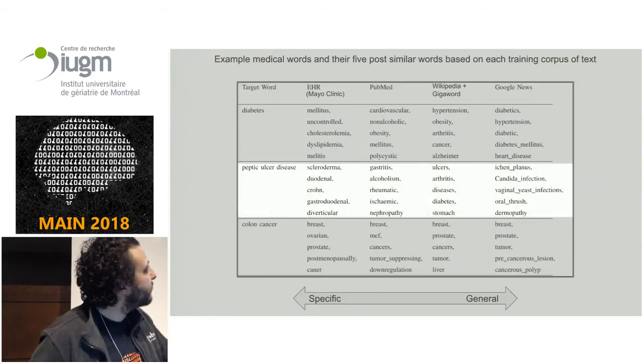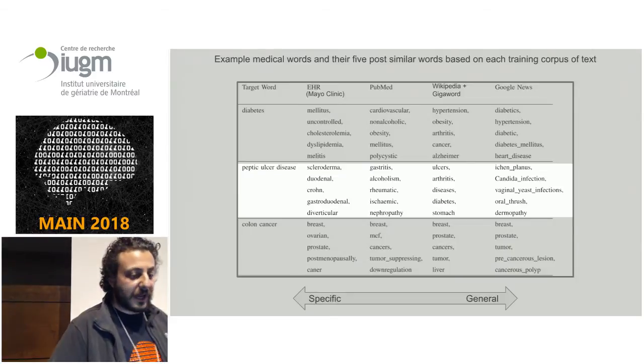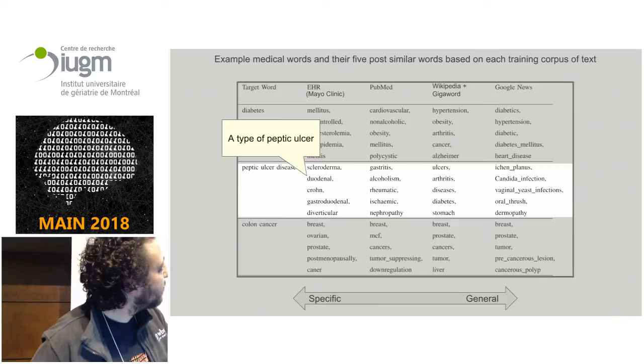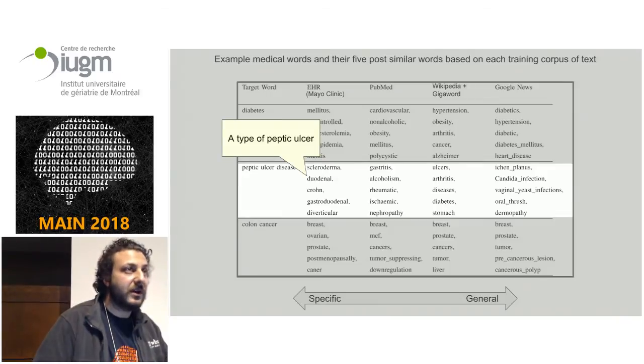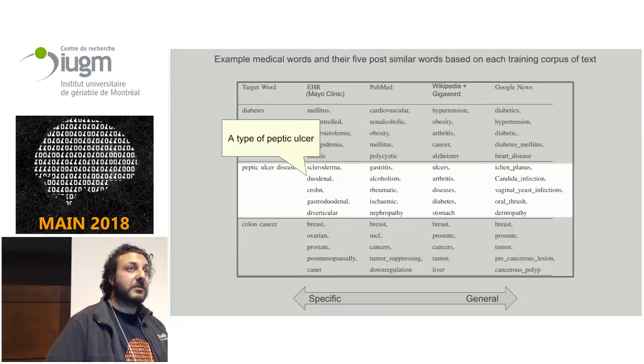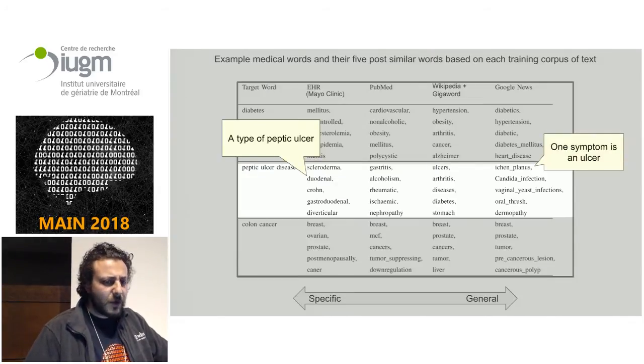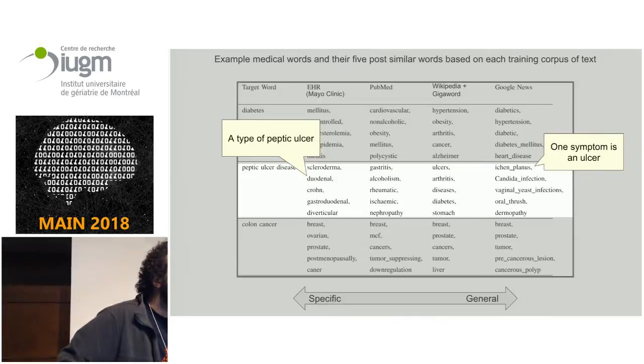If we look at peptic ulcer disease and look at the top matches, we find duodenal. So this is a type of ulcer, right? So that's maybe the doctor discussing other issues with ulcers for that patient. Whereas in Google News we find symptoms of ulcers. Okay.